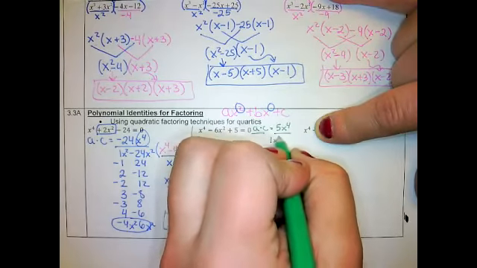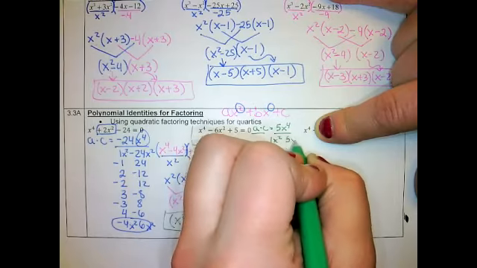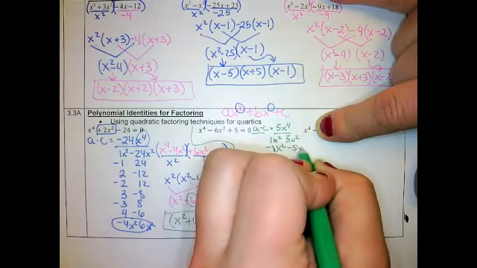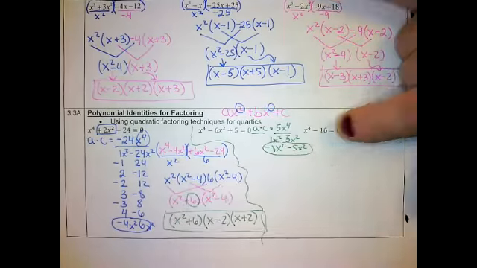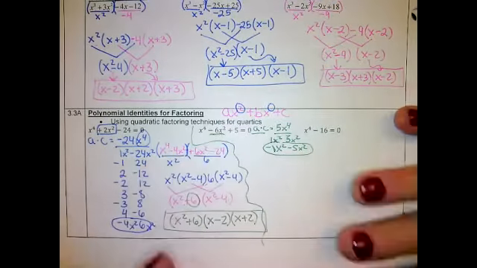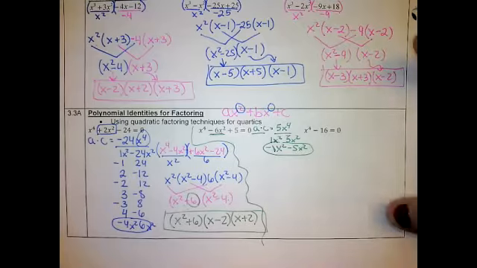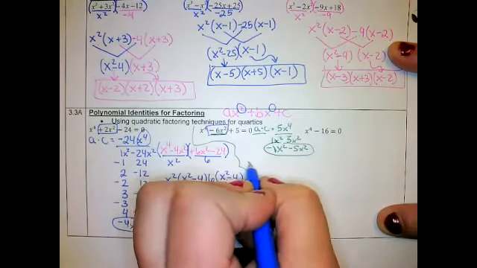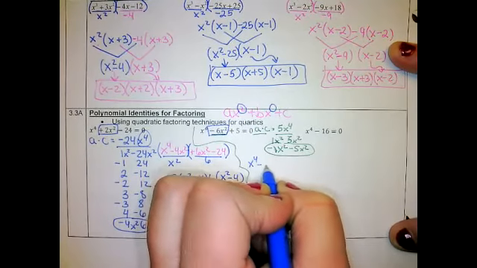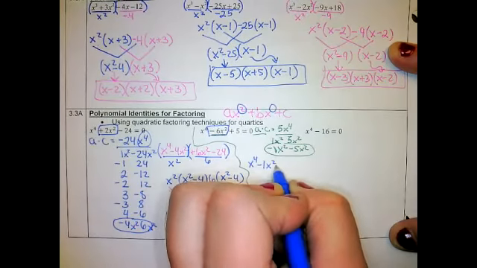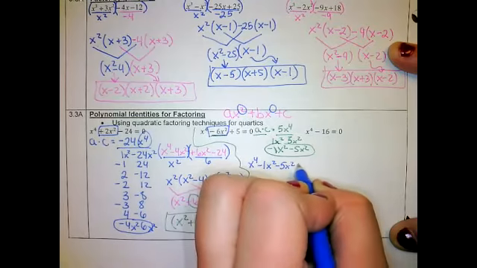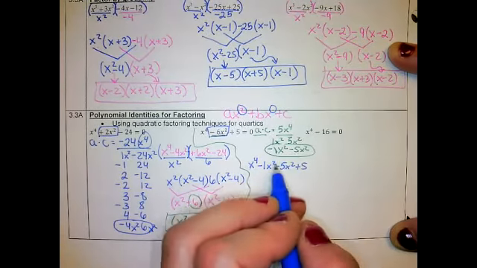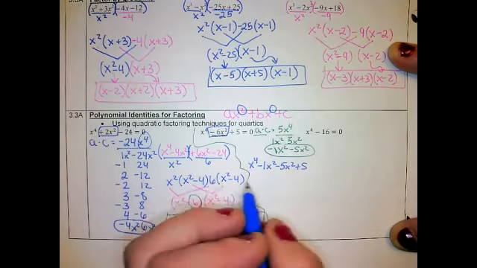So I have 1x squared and 5x squared, or I have negative 1x squared and negative 5x squared. It just so happens that that's my pair that adds to negative 6x squared. So now I'm going to replace negative 6x squared with these two terms. So x to the fourth minus 1x squared minus 5x squared plus 5. And remember, it doesn't matter which order you put these back in, as long as they're the two middle terms.